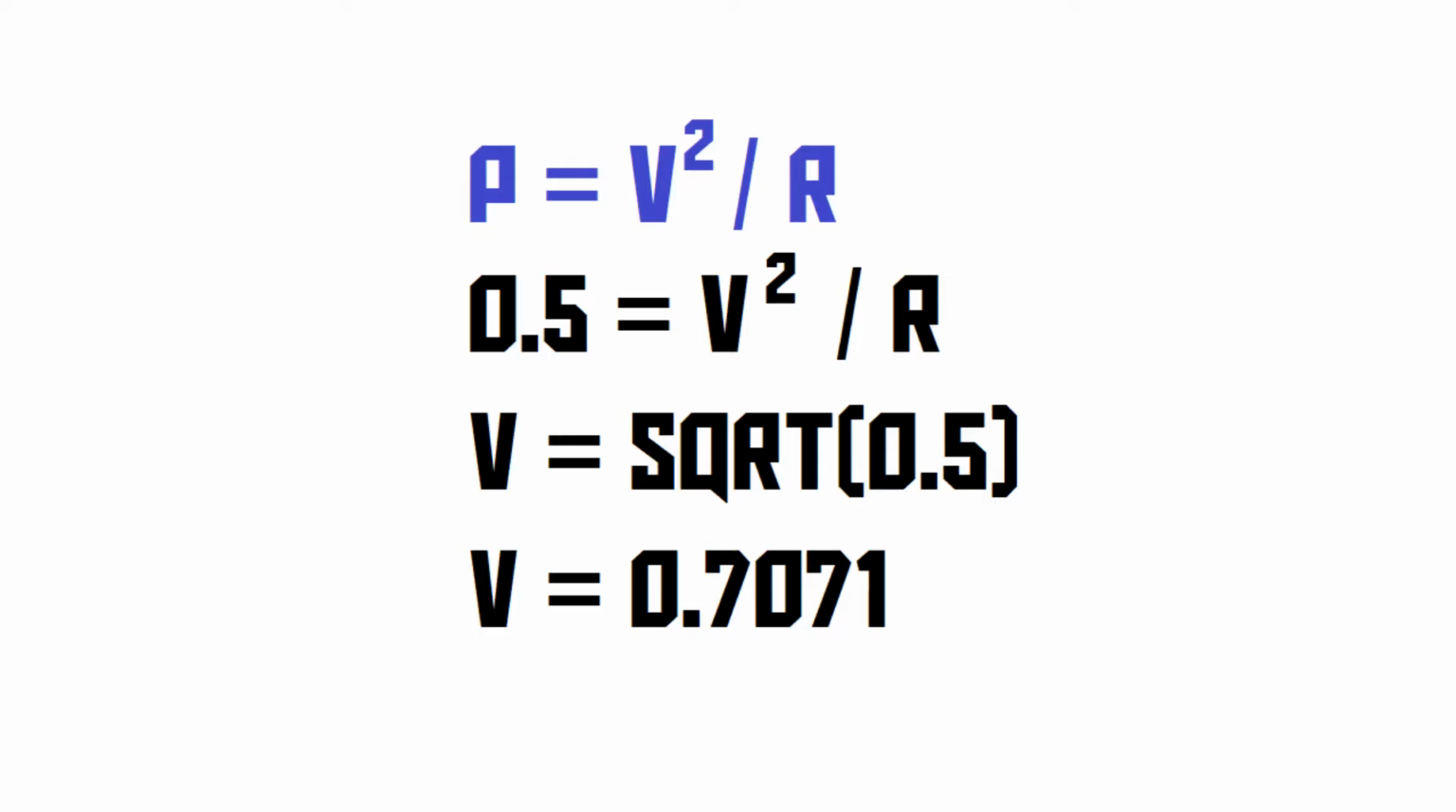So 0.5 equals the voltage squared divided by the resistance. Again, the resistance is also 1 in this circuit, so that means the voltage squared is 0.5. In other words, the voltage that we need, the DC voltage to get 0.5 watts, is the square root of 0.5. In other words, 0.7071, I believe. So that is our DC equivalent or effective voltage, also known as an RMS voltage.